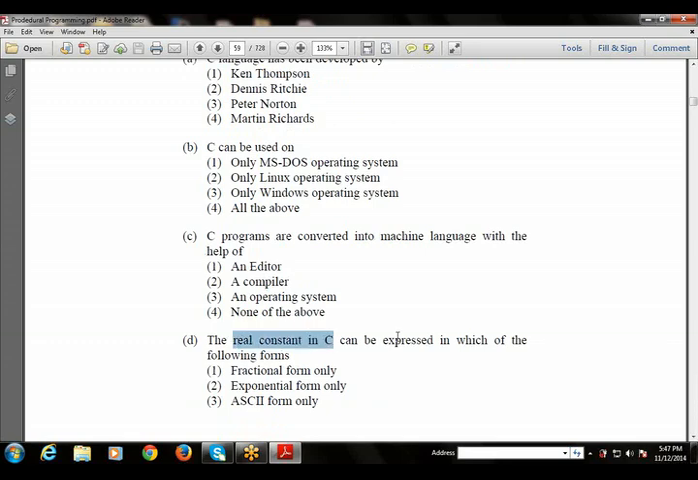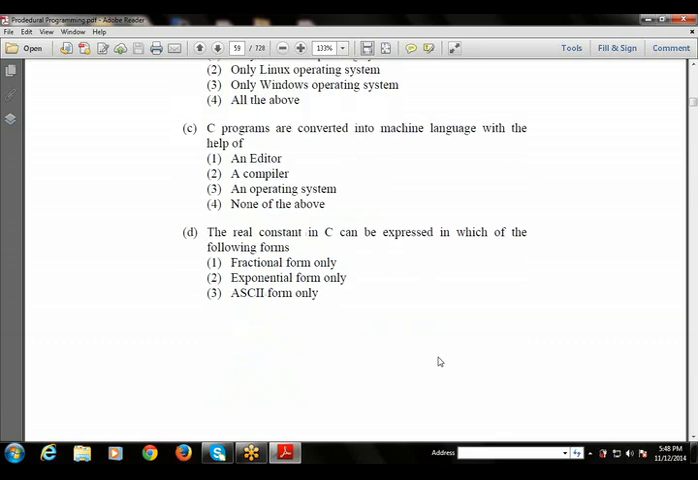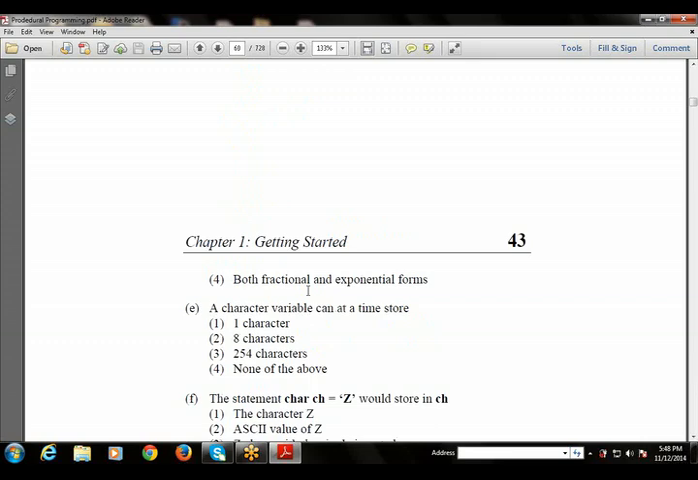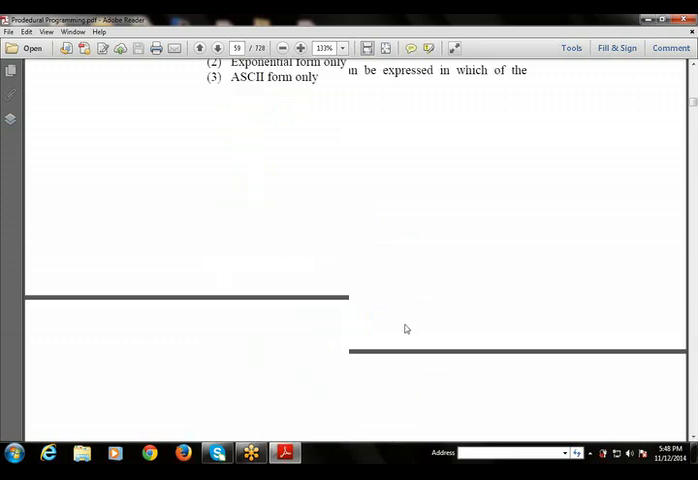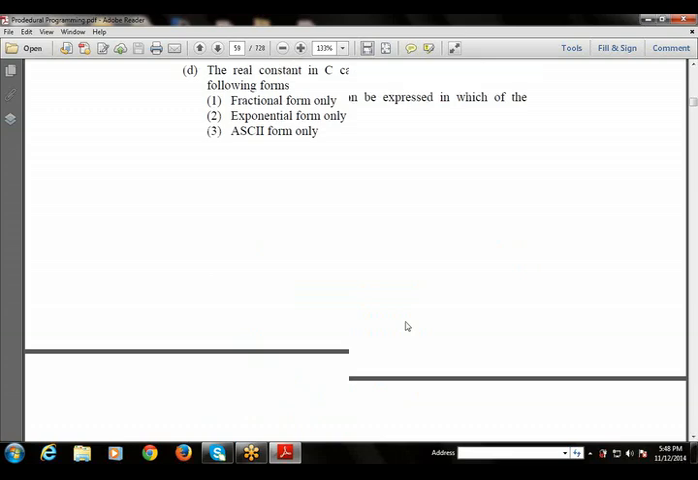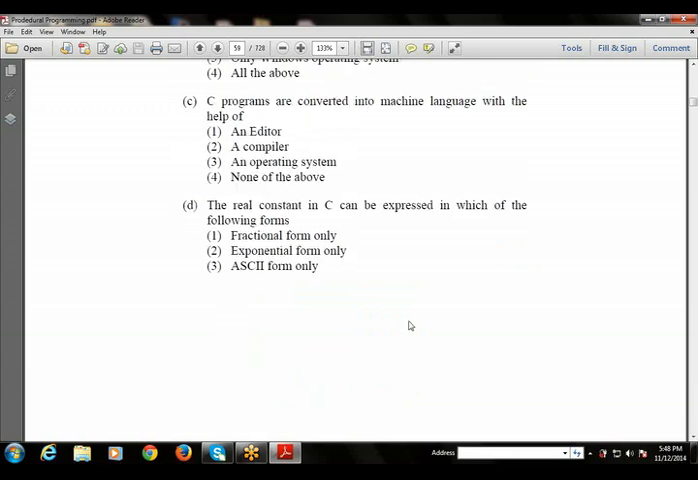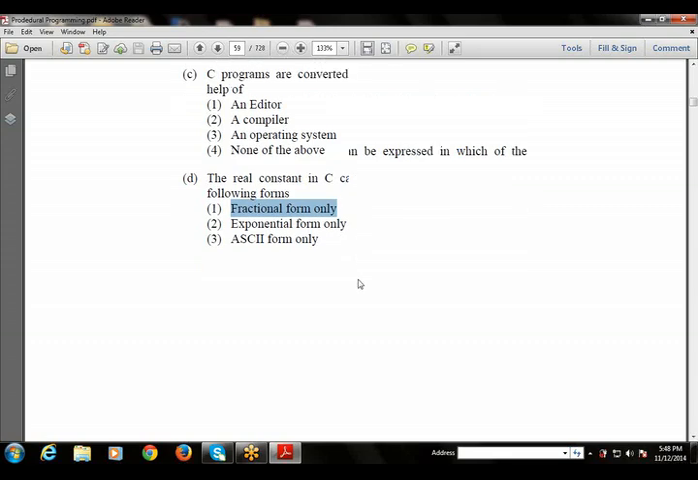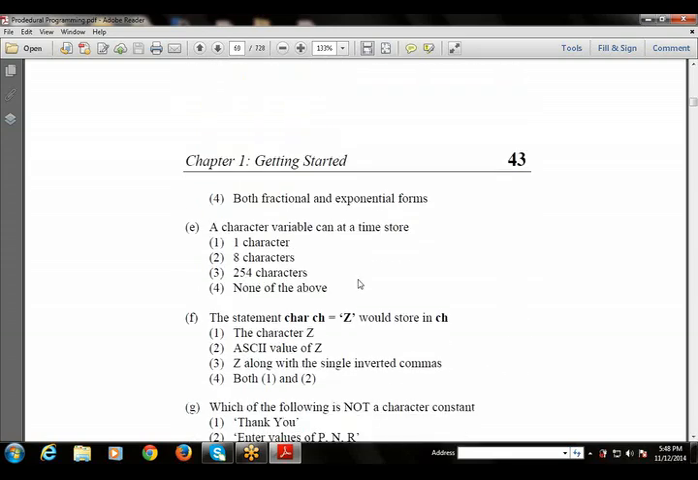The real constant in C can be expressed in which of the following forms? That is, if I'm using a real constant, a fractional part, how can it be expressed in terms of the following forms? Either fraction form, exponential form, ASCII form, or both exponential and fractional. The answer is fractional form only. Why? Because it is using a decimal point number.